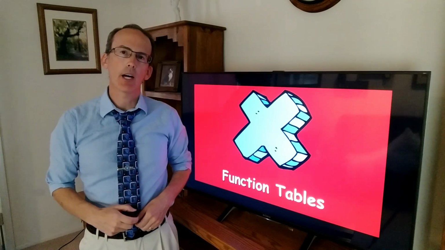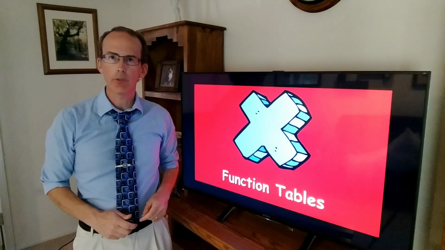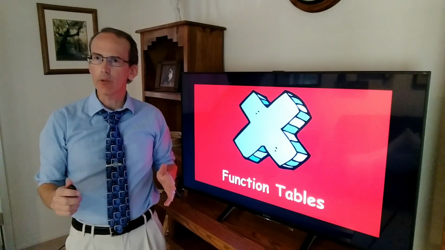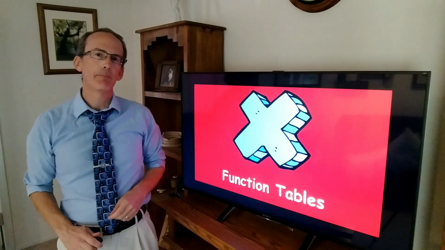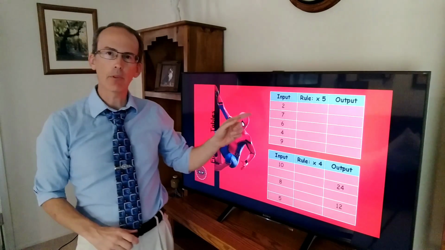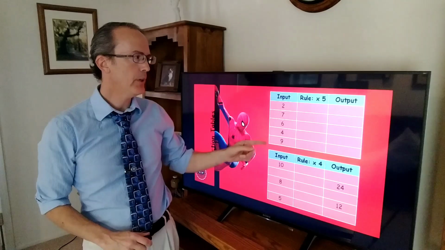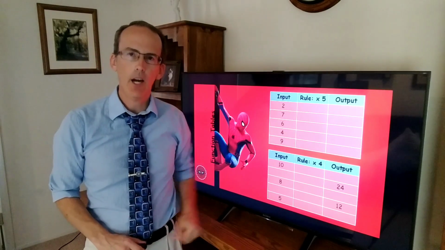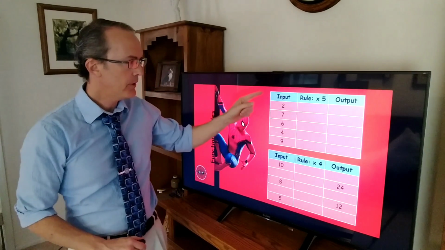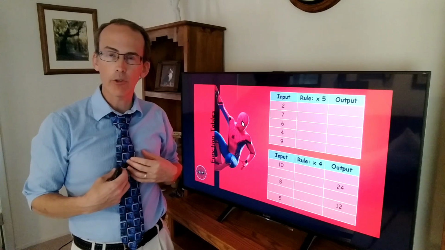Today I'm going to show you how to do function tables. We've done these before, so they shouldn't be new. Just a quick review. So we have a table, and in the table we have an input number, a rule, and an output number. The input number in this first table is given to us. We're going to use that.